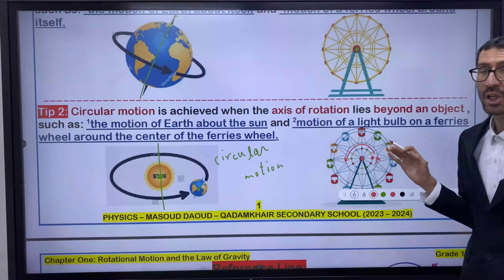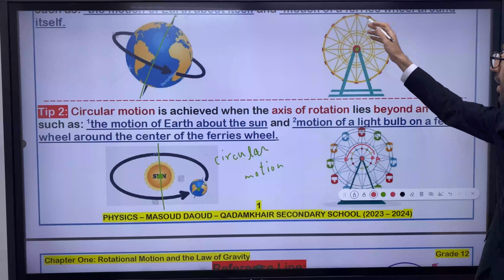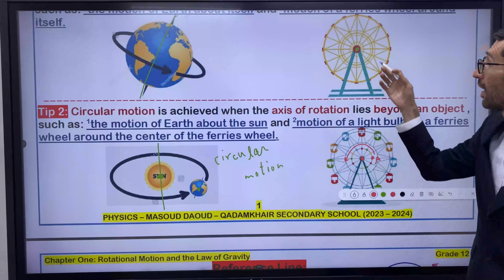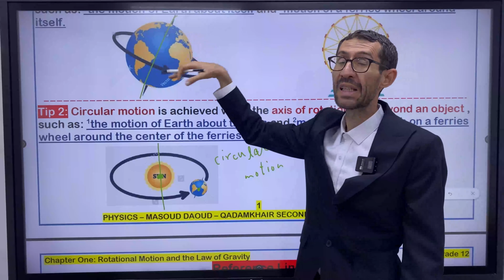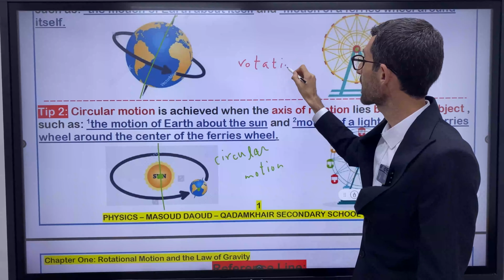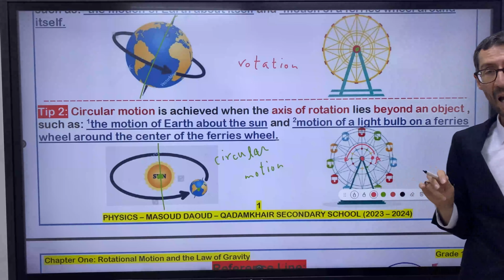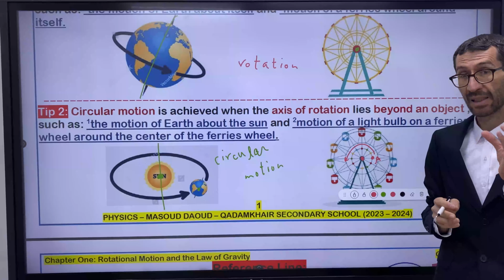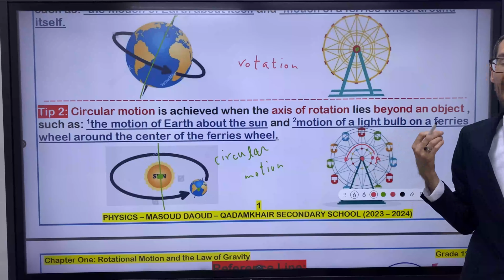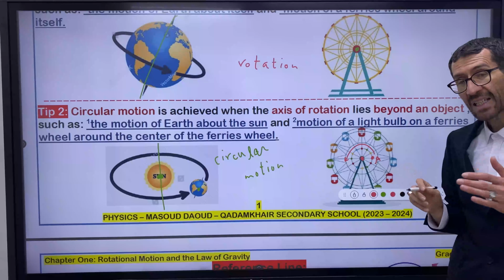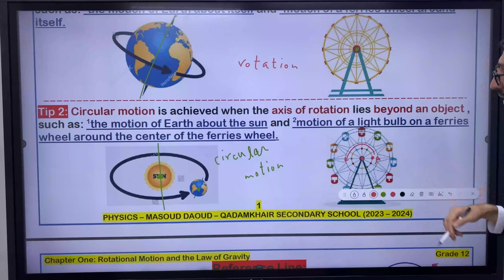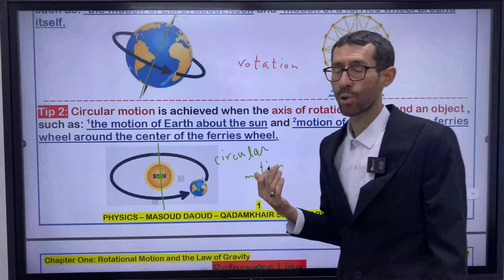It's not rotational motion. But for this one, you focus on the entire object. That's why you say the Ferris wheel rotates about its axis. Earth rotates about its axis. So we have rotational motion in the case of having the axis of rotation within the object. And we have circular motion in the case of having the axis beyond the object, outside the object. There are examples of circular and rotational motion.